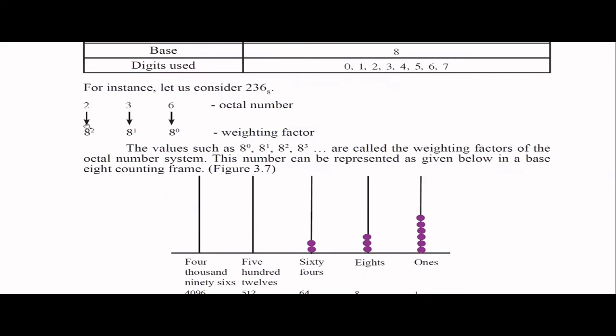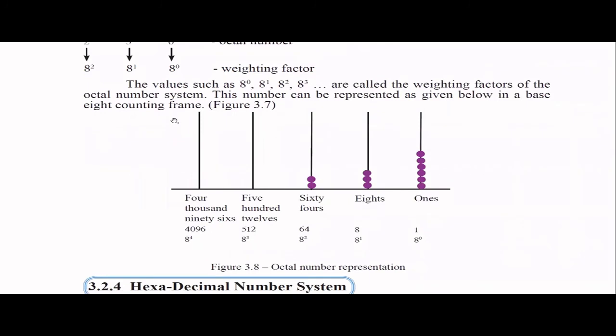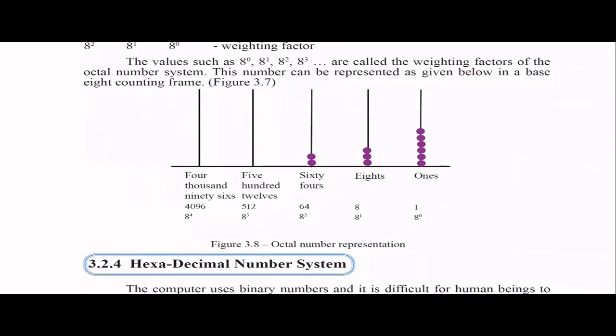In here, the weighting factors are powers of 8: 8 to the power 0, 8 to the power 1, 8 to the power 2, 8 to the power 3. These are the weighting factors in the octal number system. If you represent this on an abacus or counting frame, this column represents ones. It's very similar in all number systems, because any number to the 0th power is 1. 8 to the power 0 is 1.